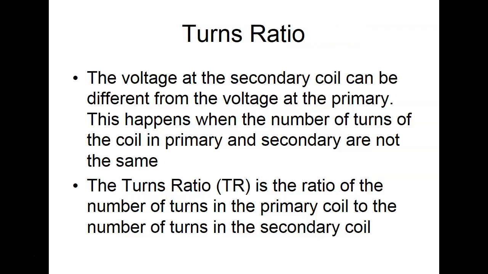Turns ratio, we already talked about that. What determines the output and the input? It's the ratio between the what? The primary and the secondary. So if the secondary has fewer turns than the primary, the transformer will do what? Step down. If the secondary has more than the primary, it steps up. Some transformers, depending on the insulation, you can hook either way.